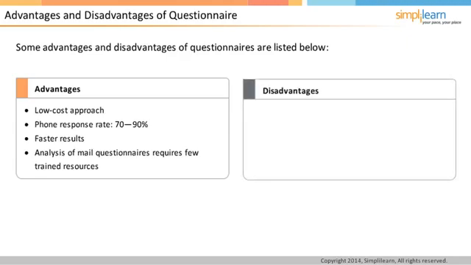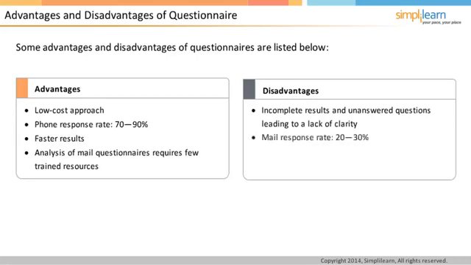However, there are a few disadvantages associated with it. There may be incomplete results and unanswered questions leading to a lack of clarity. The response rate of mail surveys is about 20 to 30% only. At times, phone surveys can produce undesirable results, as the interviewer can influence the person being interviewed. We will differentiate between telephone survey and web survey in the next screen.